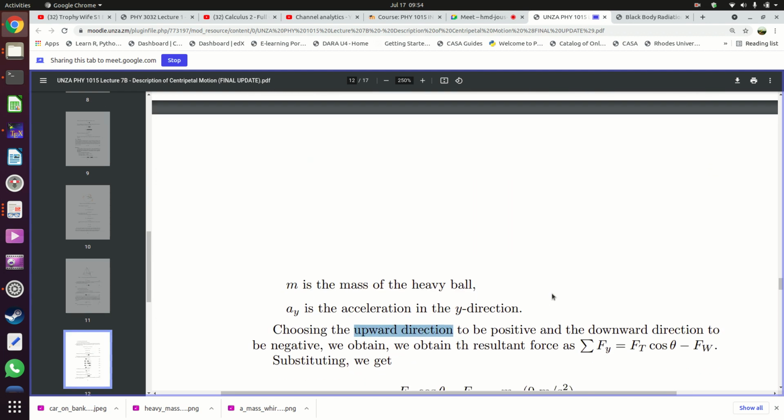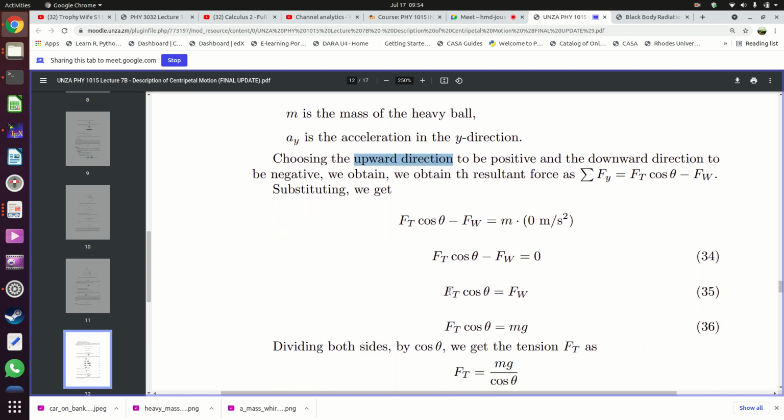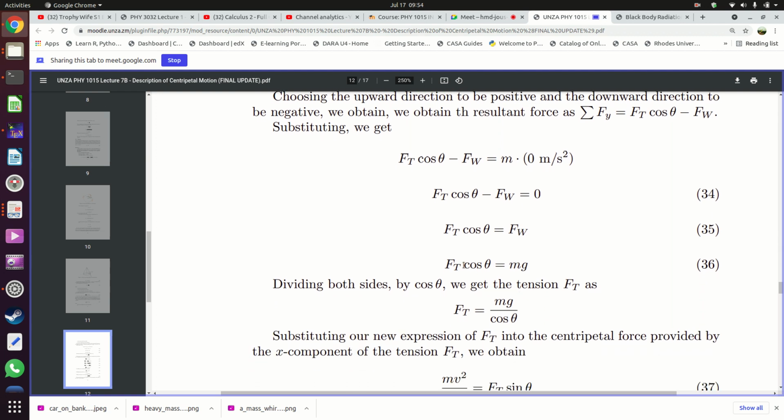So we can write our Newton's second law of motion as Ft cos theta minus Fw equals the mass multiplied by the acceleration, which is 0. So mass times 0, we end up having 0 here. So Ft cos theta minus Fw is equal to 0. Then you have Ft cos theta equals Fw. Then Ft cos theta equals mg.